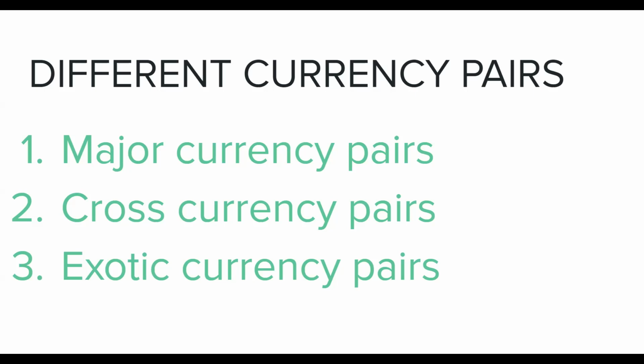All right. So when we talk about these currency pairs, there are basically three currency pairs we have in the forex market. Number one, we have the major currency pairs, we have the cross currency pairs, and then finally we have the exotic pairs. So we're going to look at their individual characteristics and what they are majorly known for.